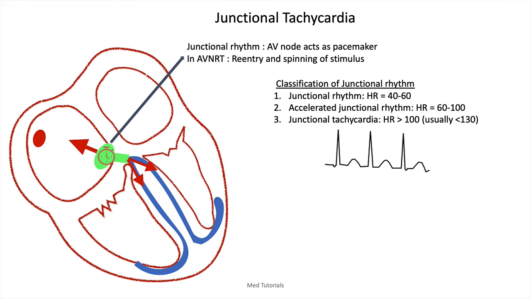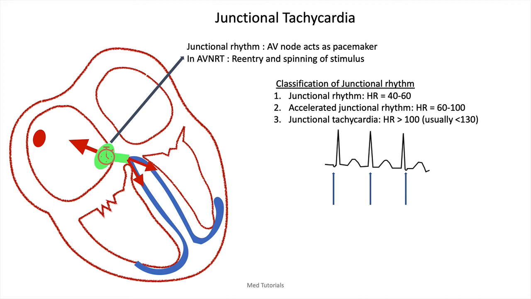So here if you see the ECG, as the impulses are generated in the AV node, the impulses go backward into the atria and forward into the ventricles. Because they're going backward into the atria, the P waves, if visible, you're again going to get retrograde P waves, that is actually inverted P waves.